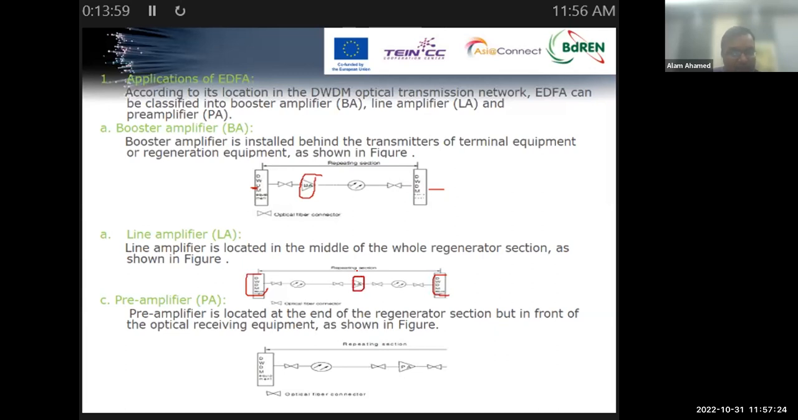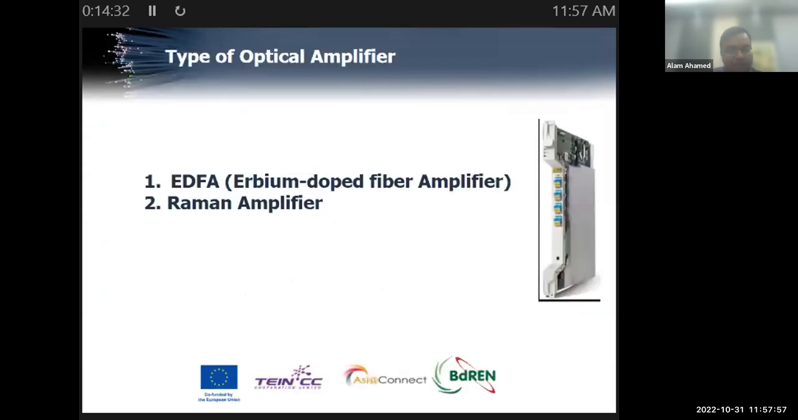And pre-amplifier is located at the end of the regeneration section, in front of the optical receiving equipment. This is the origination point, this is the destination point, and pre-amplifier uses this position. That means booster amplifier uses the transmit position, line amplifier the middle position, and pre-amplifier is near the receiving end.